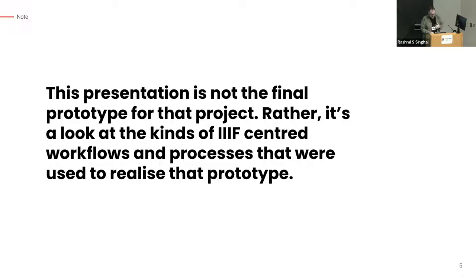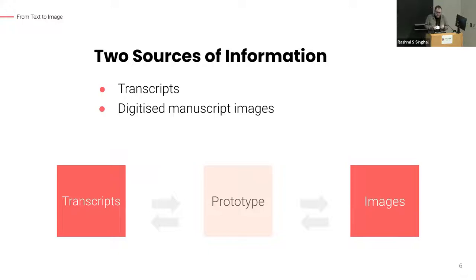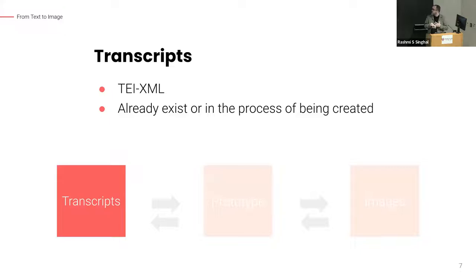So we've got two kinds of information in the project: transcripts and digitized manuscript images. What do we do to bring these two things together in the middle? The thing about the transcripts is we couldn't create them alongside the IIIF. There wasn't going to be a workflow in which people would be transcribing IIIF-based resources.